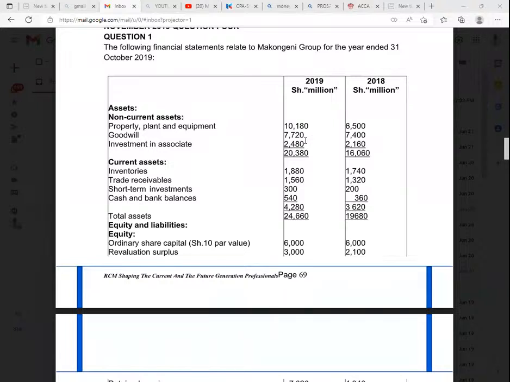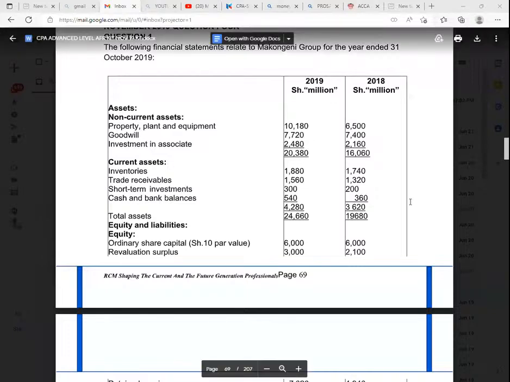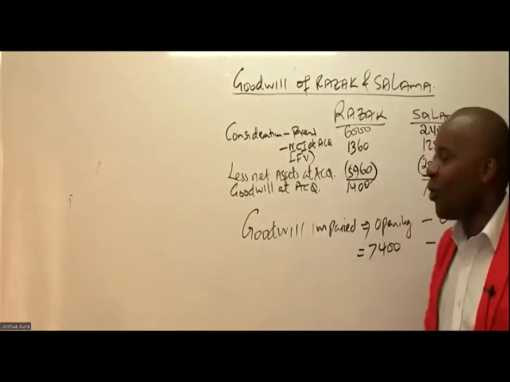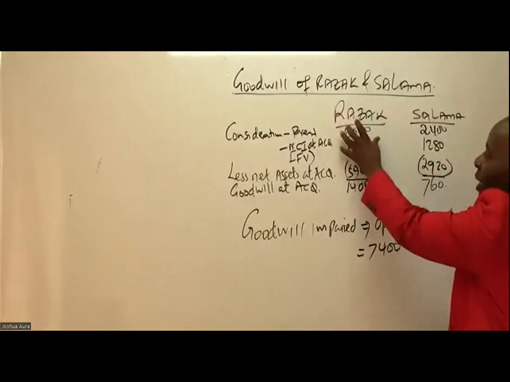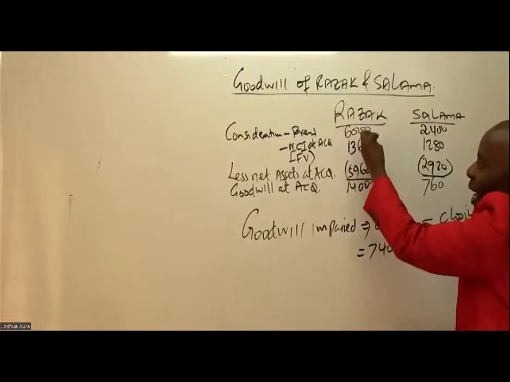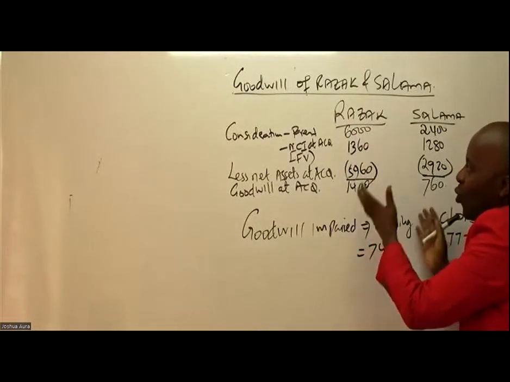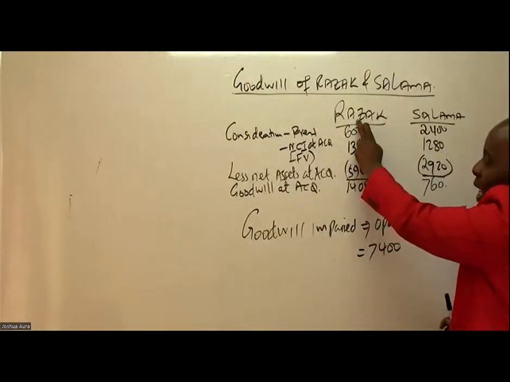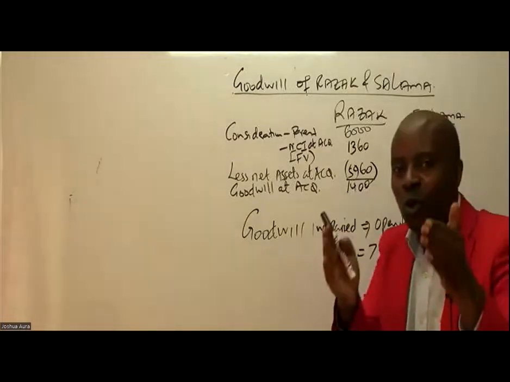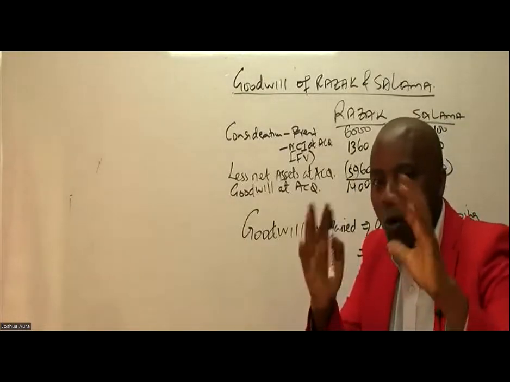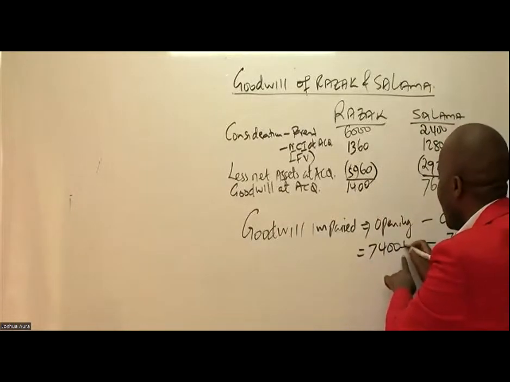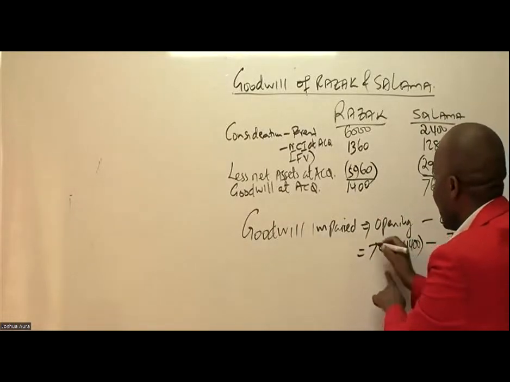Now, ladies and gentlemen, I would want you to listen very carefully. There is goodwill in the year which came to the group because of Razaki that was acquired. Whenever you have goodwill acquired during the year, you always add it to the opening balance. So in this case here, plus 1,400.